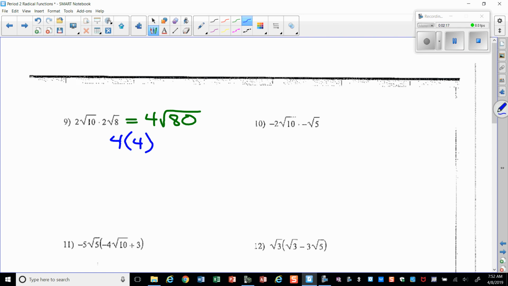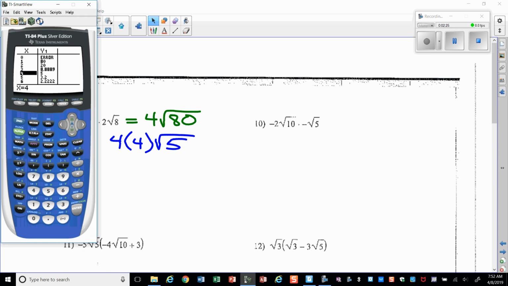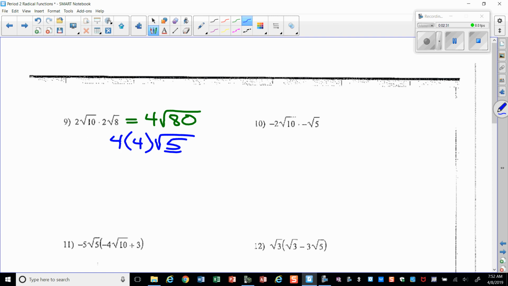Everything is multiplied together because there's no signs. They're all stuck together, so that's times. And then I have the 5 underneath. Okay, so looking at the calculator, the 5 is my leftover, so there it is right there, and then the 4 came out. All right, and then I already had this 4. So now 4 times 4 is 16, and then I have the square root of 5.